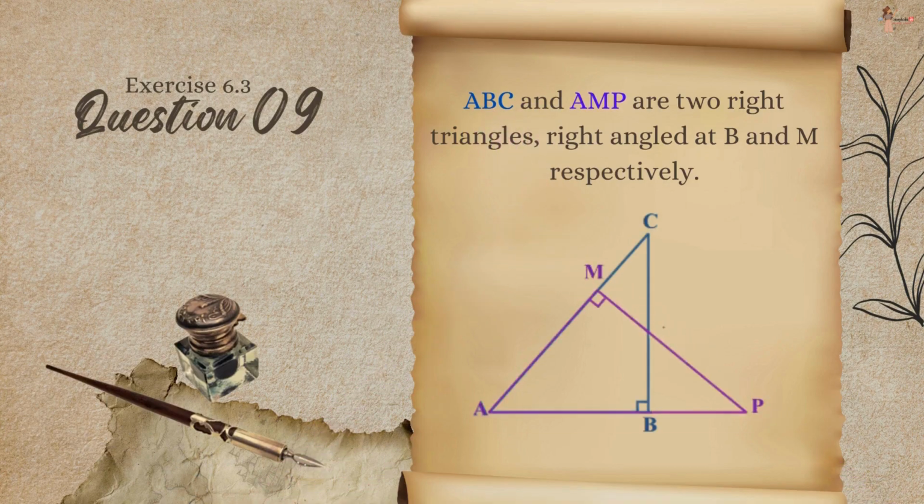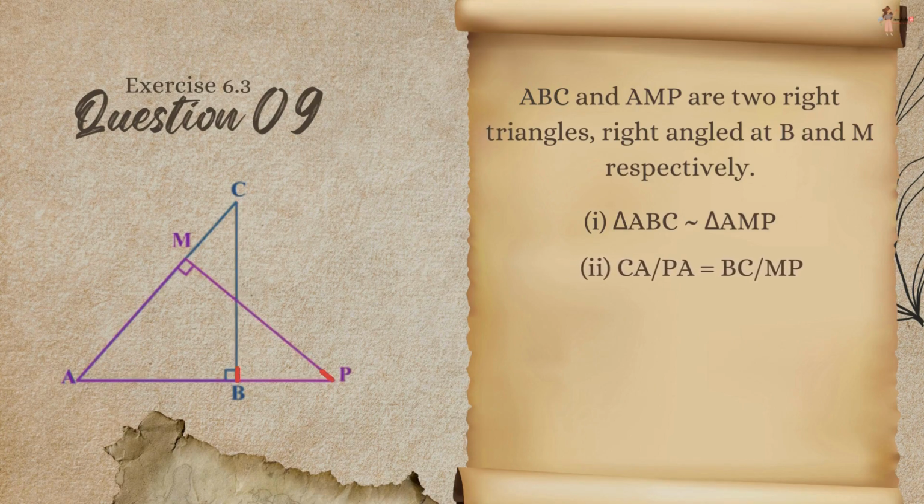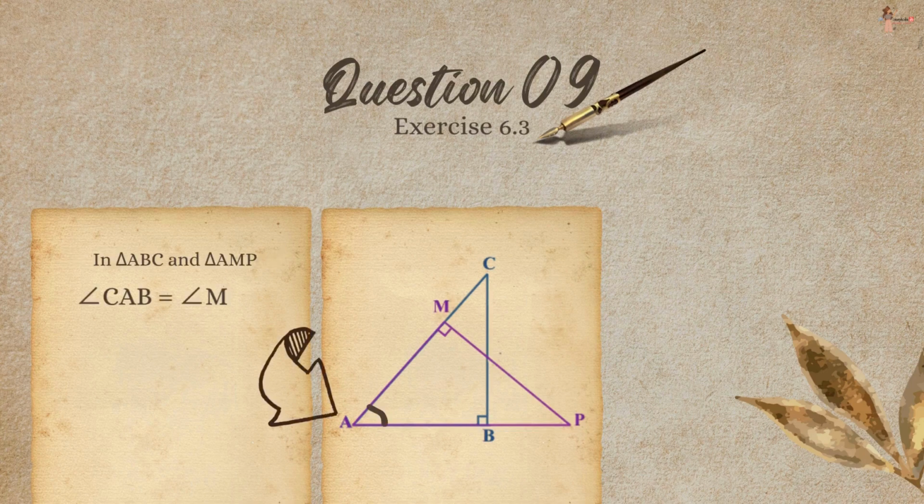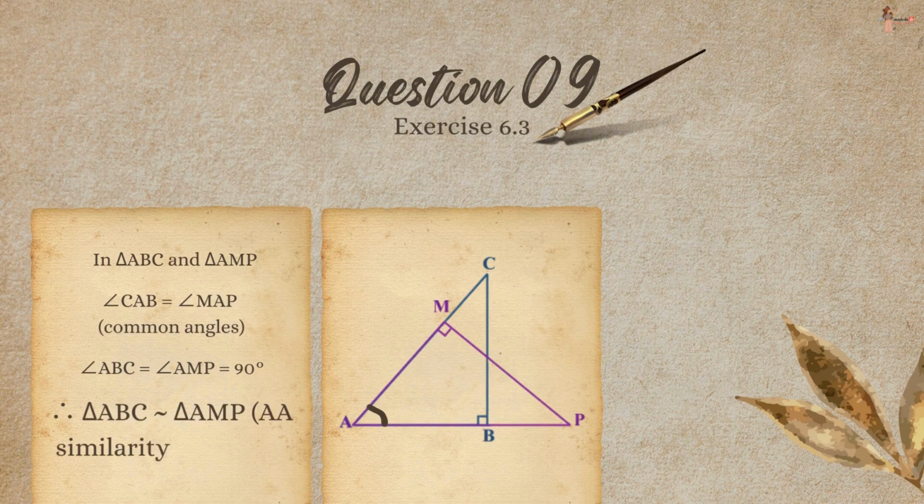ABC and AMP are two right triangles, right angled at B and M respectively. Prove that triangle ABC is similar to triangle AMP and CA upon PA is equal to BC upon MP. Now in triangle ABC and triangle AMP, we have angle CAB equal to angle MAP because these are common angles. Also, angle ABC is equal to angle AMP, both equal to 90 degrees. Therefore, triangle ABC is similar to triangle AMP via AA similarity criteria. Easy, right? Let's go to the second part.